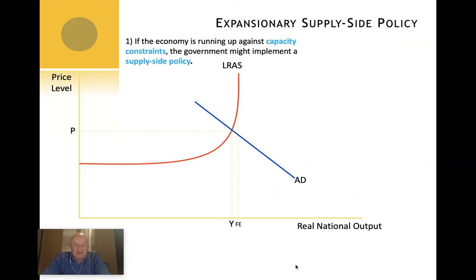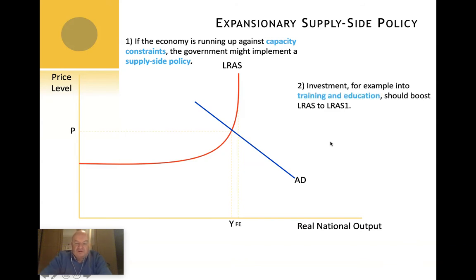Okay, so in this situation, if the economy is running up against capacity constraints, the government might decide to implement a certain type of supply side policy. So if we are getting to this point where we're very close to full employment, that means we haven't got a great deal of extra productive capacity within the economy as it stands at the moment. So let's take a look at what we might choose to do then.